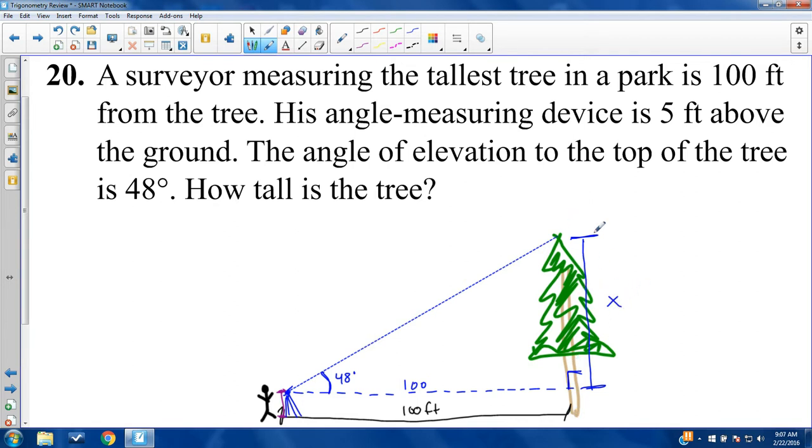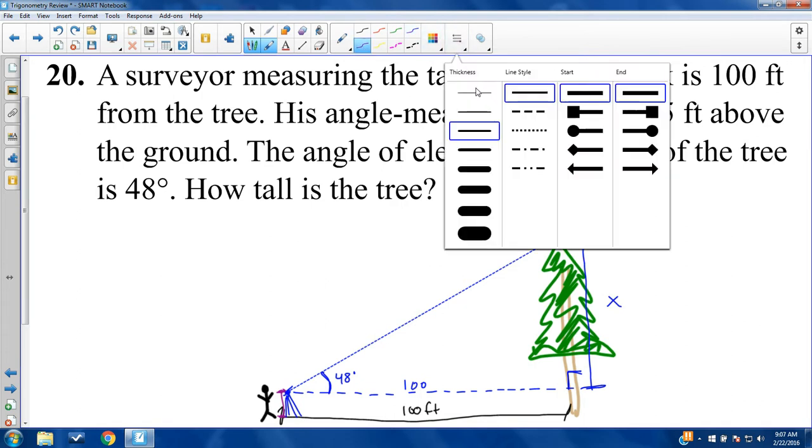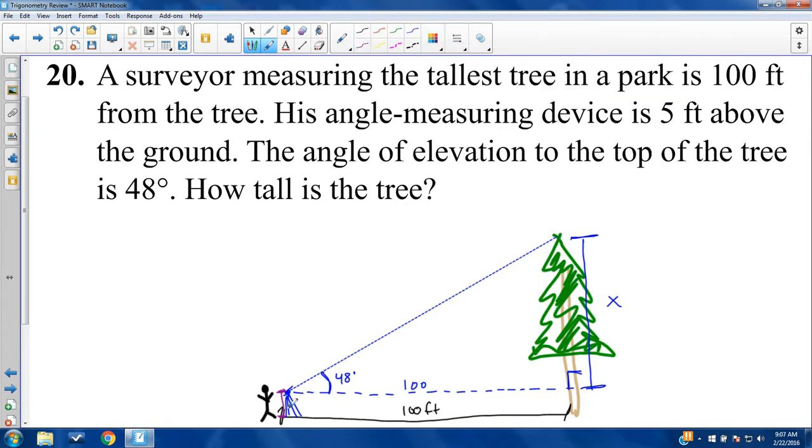That means including the ground, which also means that the angle measuring device, which is 5 feet away from the ground, as it looks straight ahead, it would be looking straight ahead at something that's 5 feet from the ground as well. So as I find the entire height of the tree, it's going to be adding 5 to that x value, to that unknown that we have. But let's start with the right triangle. Let's use our trig, figure out x, then add 5 to it.